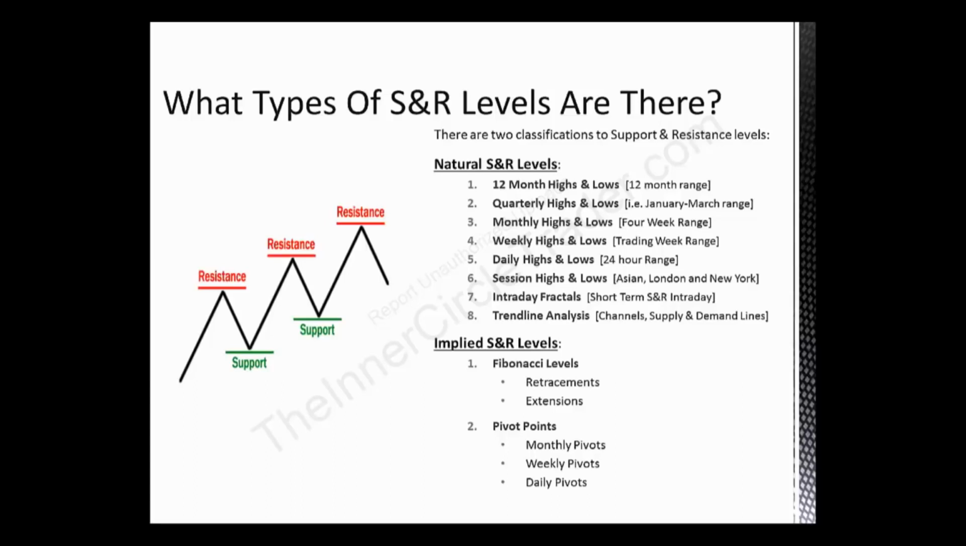to the party. Now, implied support and resistance levels are things like Fibonacci levels, retracements and extensions, and pivot points: monthly pivots, weekly pivots, daily pivots. They don't work by themselves. There's no magic to them, but when you incorporate the natural support and resistance levels with implied support and resistance level concepts like Fibonacci and pivots, it's mind-blowing how powerful the setups are when you have these confluences of both forms of support and resistance.